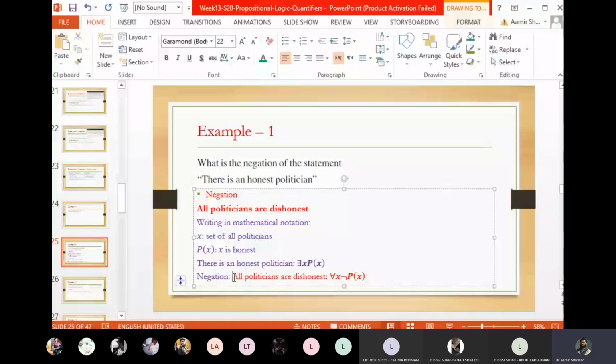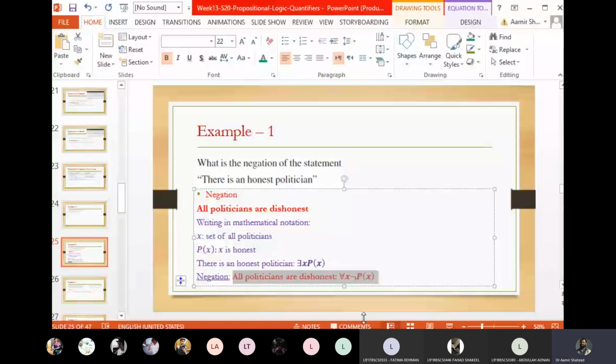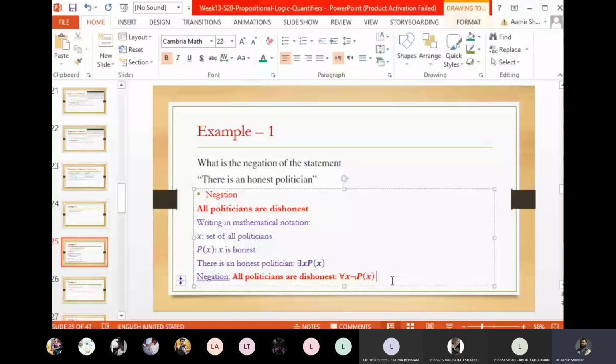और इसकी negation क्या होगी? All politicians are dishonest. So अब ये देखिए यहाँ पे universal quantifier आ गया. So its negation is all politicians are dishonest. So for all x, p of x is not honest, means p of x is dishonest. So p of x की negation होगी. For all x, not of p of x.